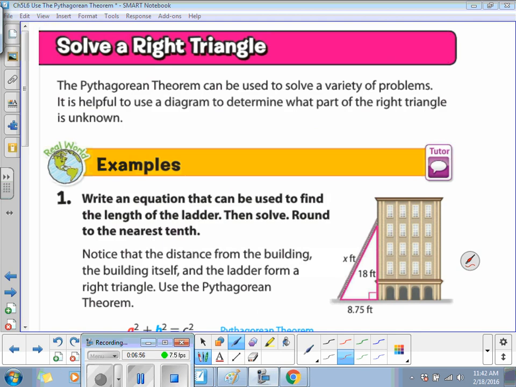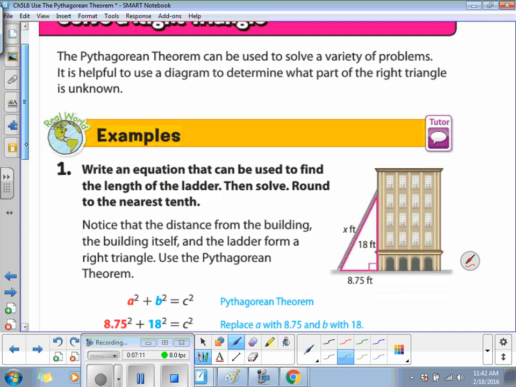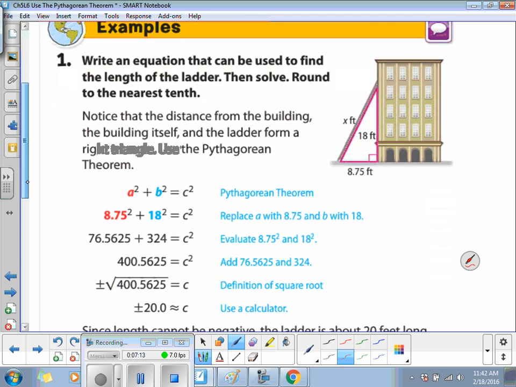So, solving a right triangle. The Pythagorean theorem can be used to solve a variety of problems. It is helpful to use a diagram to determine what part of the triangle is unknown. So for example 1, you guys don't have to write this down, because it's in your text and it's already all given, okay? We want to write an equation that can be used to find the length of the ladder, then solve, and we want to round to the nearest 10.